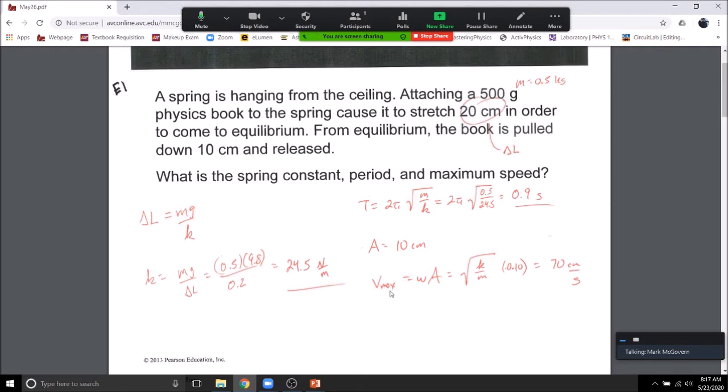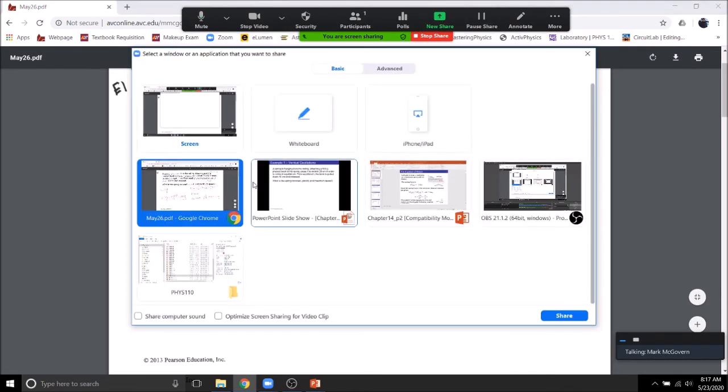Max speed, again, we have tons and tons of little equations all throughout this chapter here, so we just got to dig through the one that gets us what we need here. And Vmax is omega A. Omega is given by a radical k over m. And so we'll put all those numbers in, we get out 70 centimeters per second. So it's a pretty straightforward problem, but you got to remember all the little equations. And so that's the challenging part, really, of something like this. All right, move on.